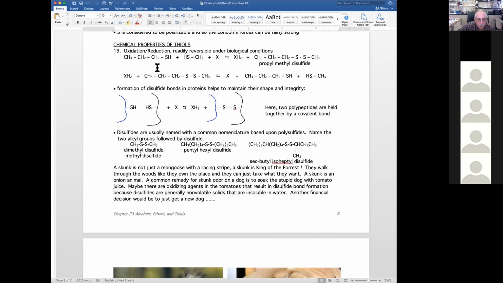If I saw this on the exam, what does XH2 want to do? It wants to turn into X. So it's going to give hydrogen atoms to something. What would it be? Something to do with the functional group, right? So the disulfide can be converted back into individual thiols under most conditions.